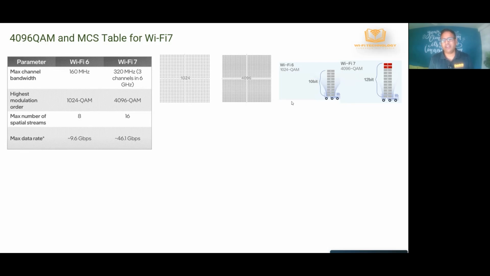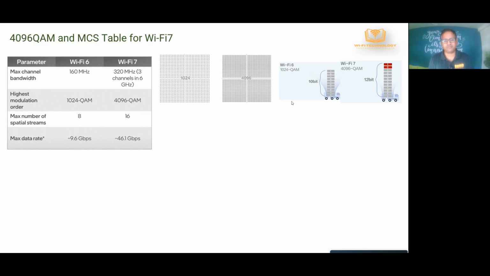And 4096 QAM is expected to really only work for a few feet away from the access point. But interestingly enough, from all the testing that we have been doing recently, we have seen that 4096 QAM actually does work even in the real world, even at a decent distance from the access point, which was quite nice to see.